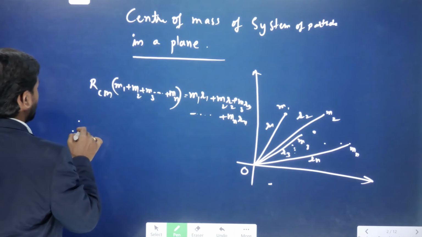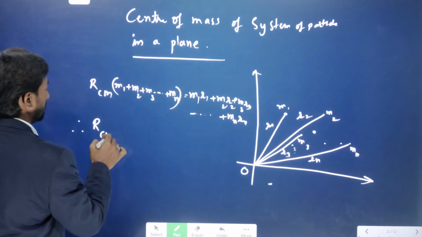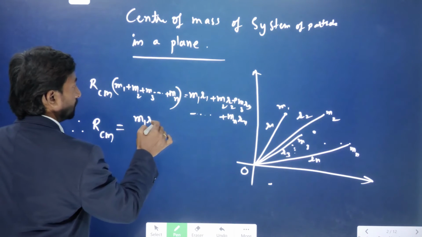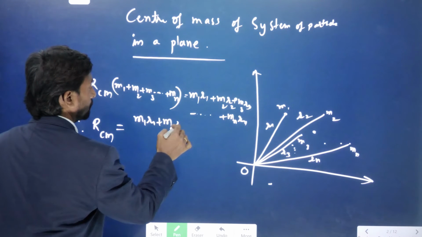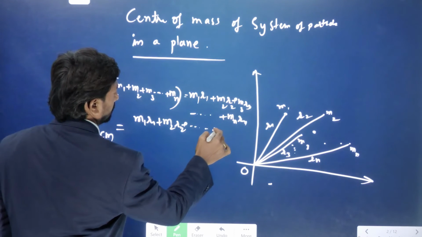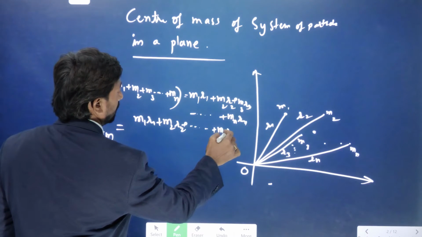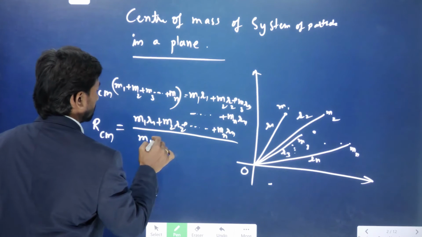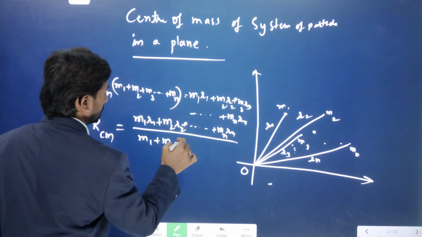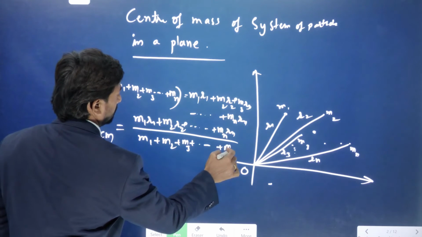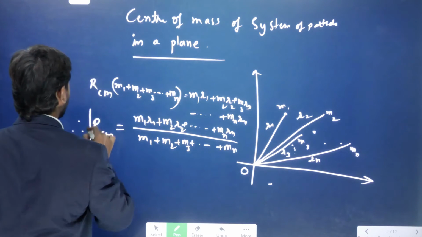Then from this we can write RCM. RCM is equal to m1 r1 plus m2 r2 plus so on up to mn rn, divided by m1 plus m2 plus m3 plus so on up to mn.